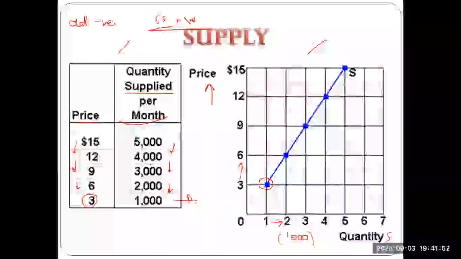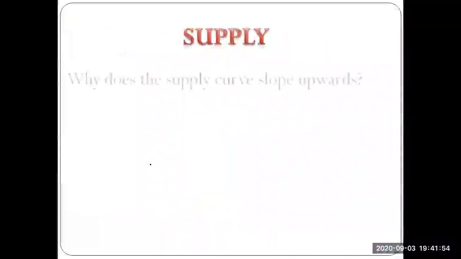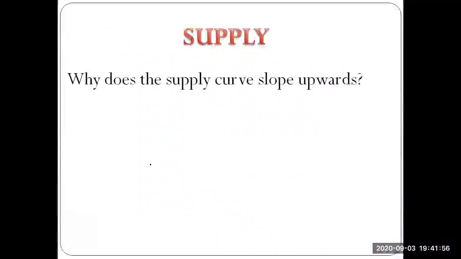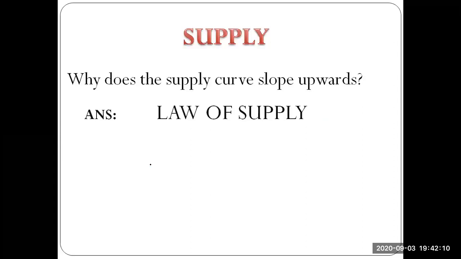Now, what we'll do is we'll try to explain why the supply curve slopes upwards. In case of a demand curve, we see that the demand curve is negatively sloped, and hence it's essentially downward sloping. The reverse logic applies when we are talking about the supply curve. So the answer to the supply curve being upward sloping essentially refers to the law of supply.